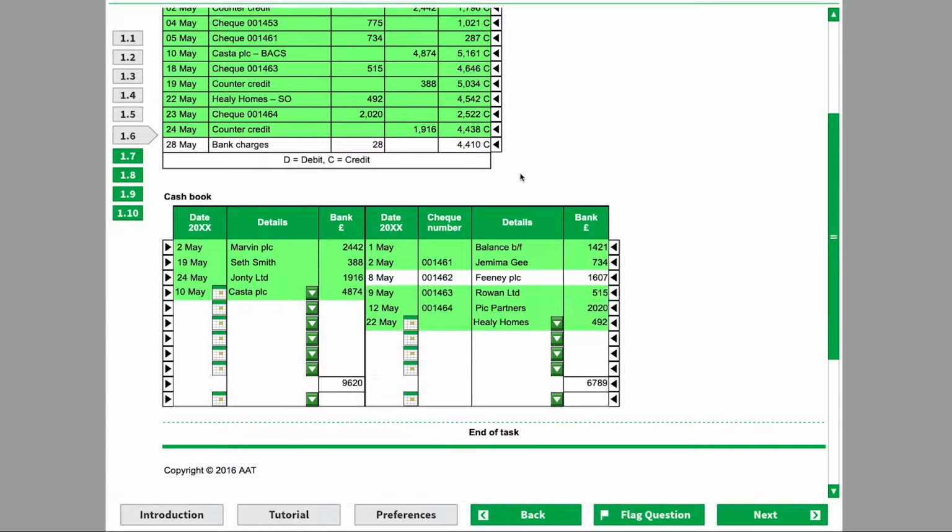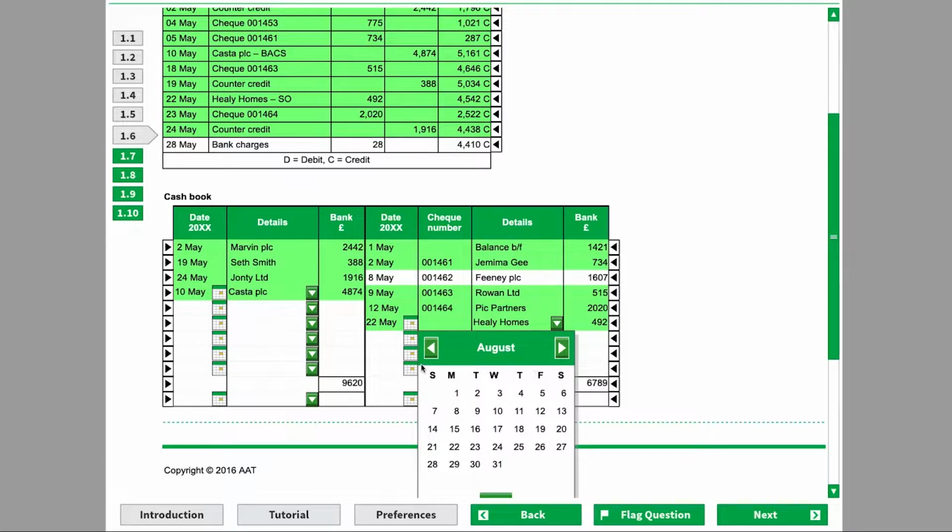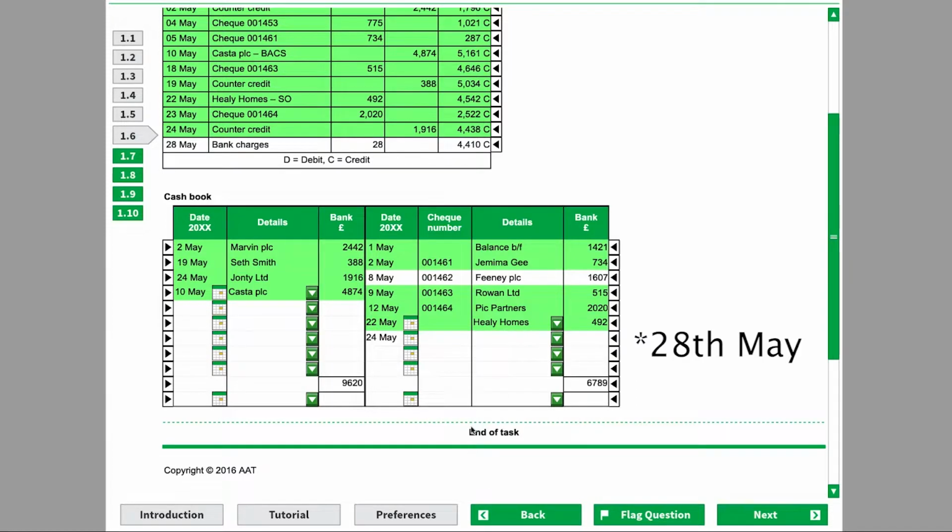The last transaction then is the bank charge for £28. Again, would need to go on the credit side because it's money going out. So let's just select the date there. So 24th of May, bank charges and 28. And we can just mark those off.